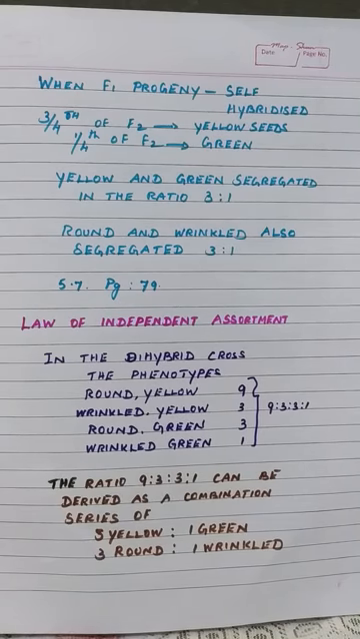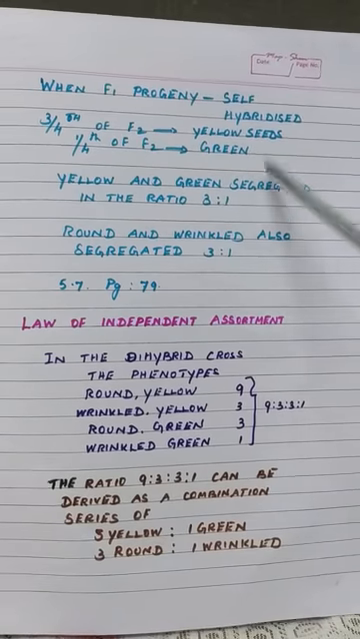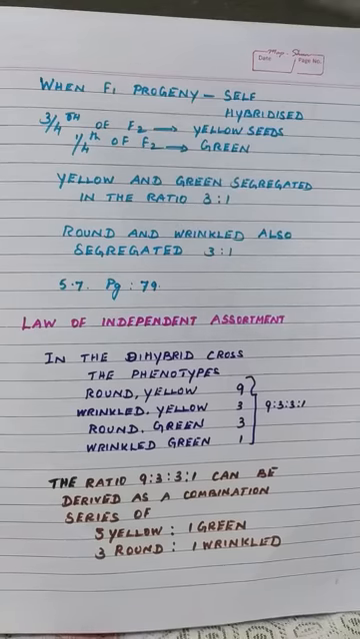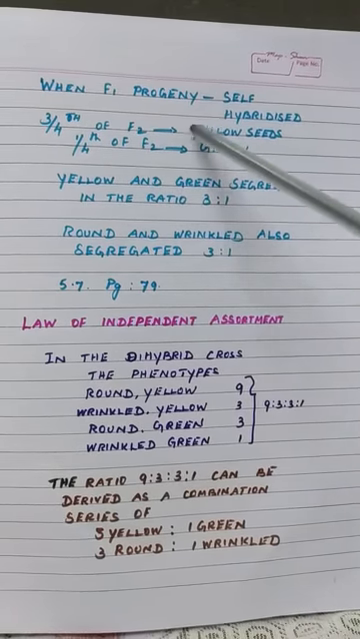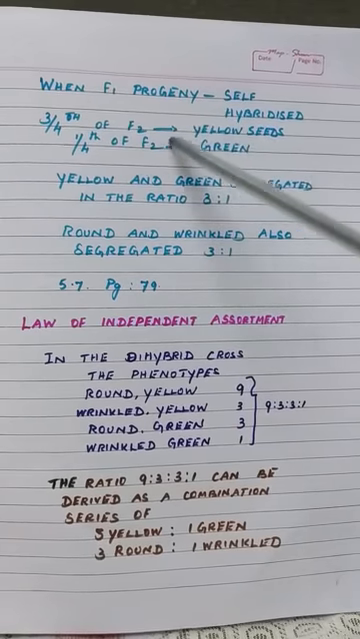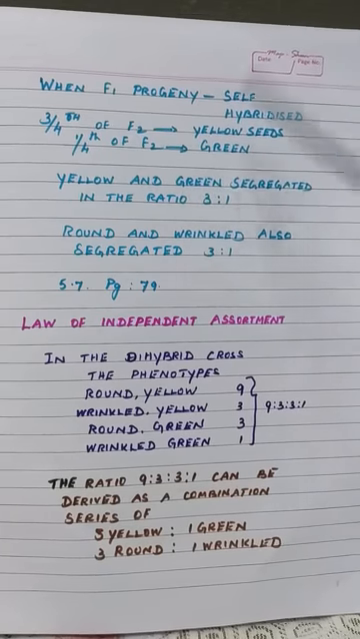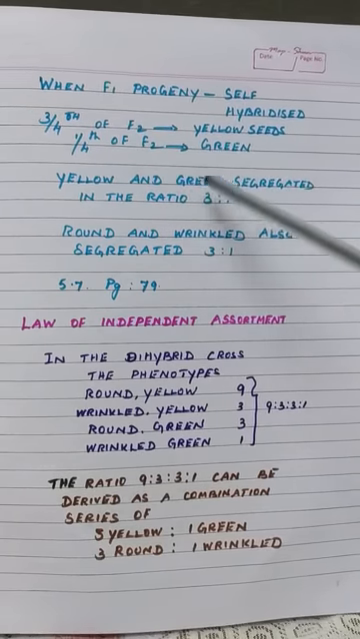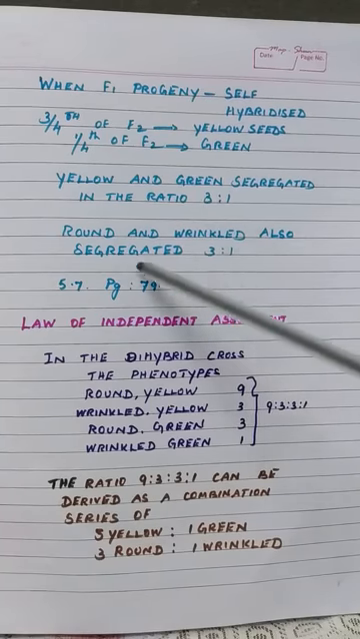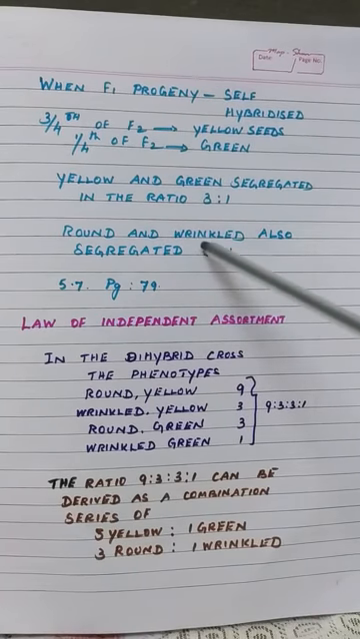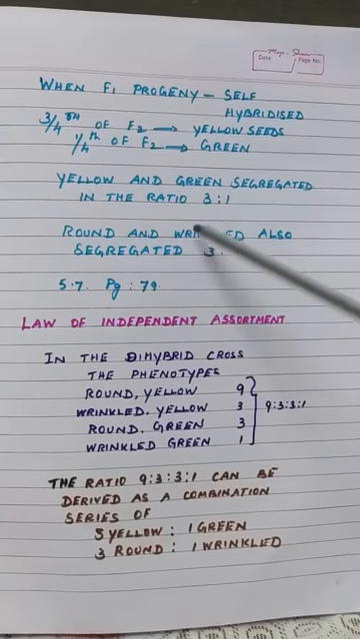When the F1 progeny is self-hybridized, he found that 3/4 of the F2 had yellow seeds and 1/4 had green seeds, because yellow is dominant. So in the F2 generation, it is 3/4 yellow and 1/4 green, in the ratio of 3:1. The round and wrinkled seeds also segregated in the same ratio, 3:1.